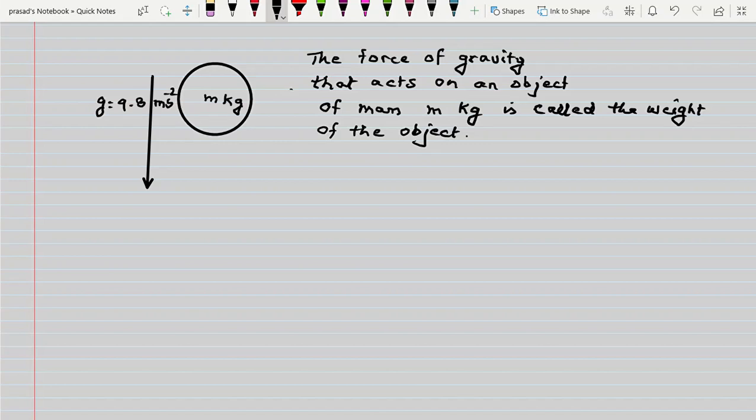Now, according to Newton's second law, F is equal to ma. So if you consider the vertical motion, then the resultant force that acts on the object, that is accelerating this object downwards, is the weight of the object. That means F, I will replace it by W, because that is the resultant force. M, and a is what? g. g is the acceleration of free fall, or the acceleration due to gravity. So g is 9.8 meter per second square.